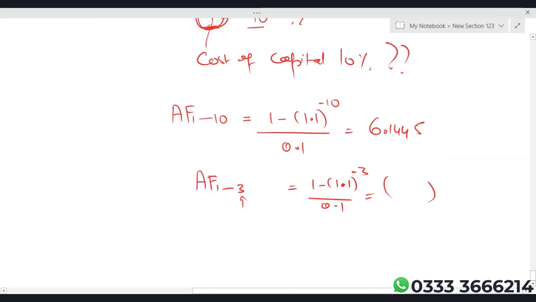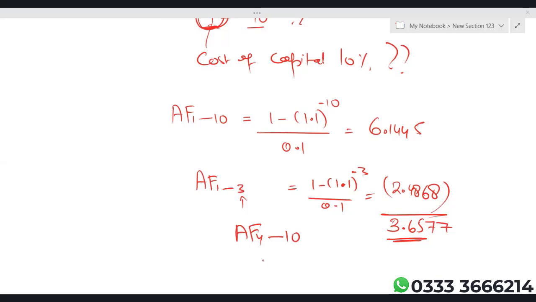So 1 minus this to the power minus 3. 2.4868. Let's see what we are getting. 6.1445 minus 2.4868 is 3.6577. Yes or no?